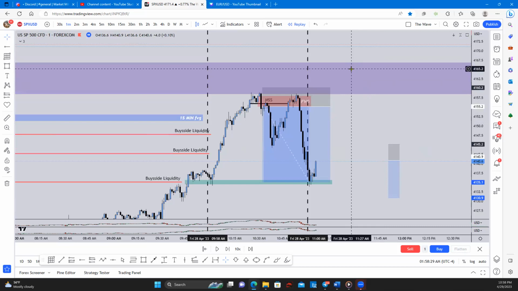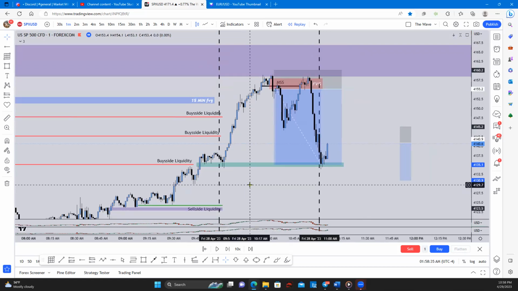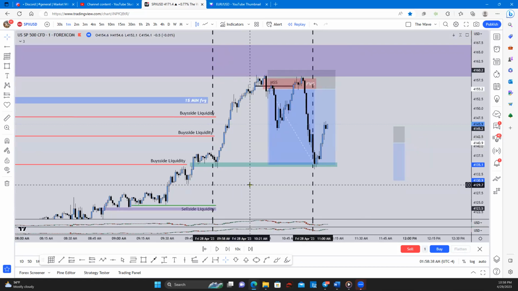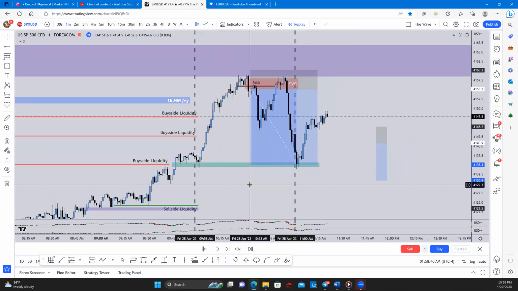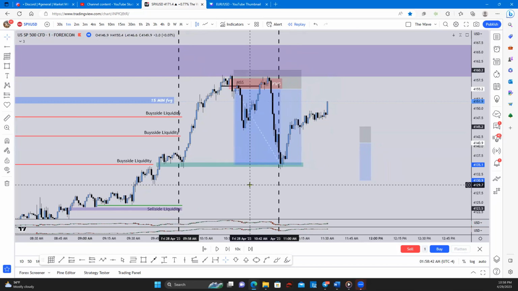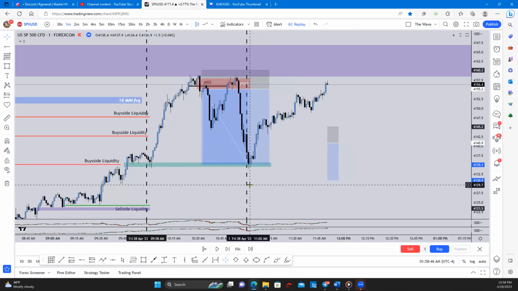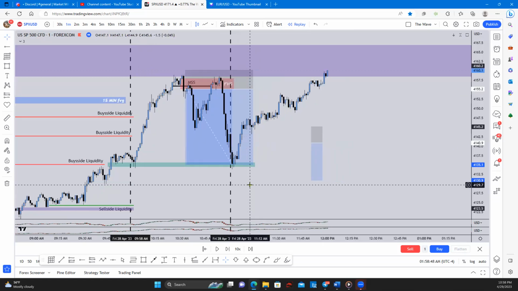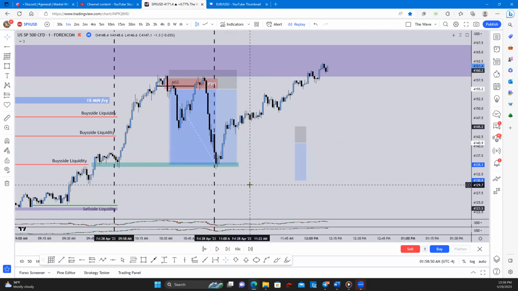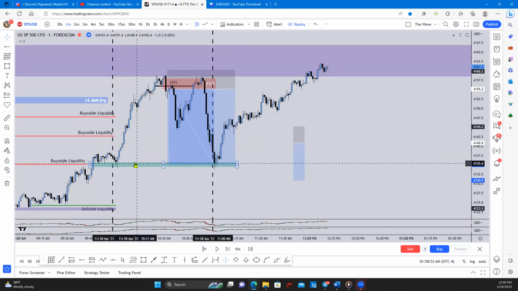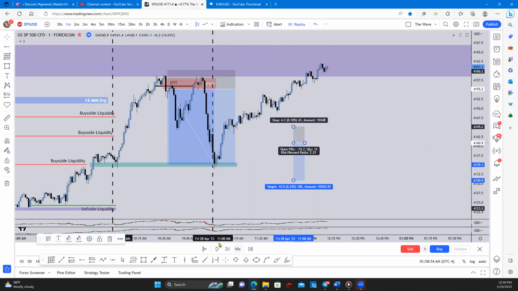This fair value gap on the hourly is also near our new week opening gap. If you notice, price just before lunch runs back up into that fair value gap off of this fair value gap, which was interesting.